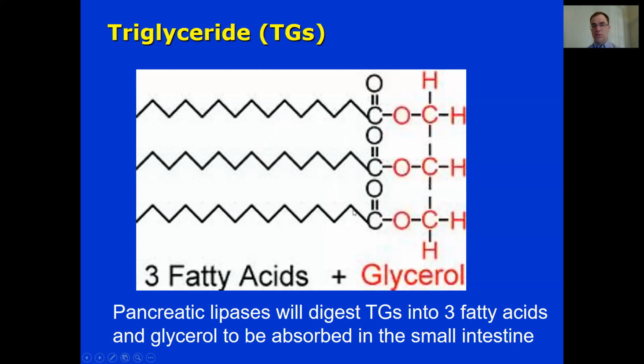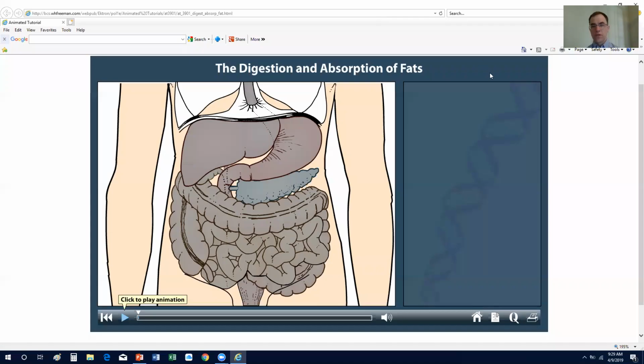So the next video we're going to watch is about the breakdown of this triglyceride, and then we'll talk about it a little bit more. So let's show this video in just a minute. All right, so this video is about the digestion and absorption of fats. When they're talking about fats, in our case, we're going to talk about triglycerides. And once the video is finished, we'll talk more about it in the subsequent slides.